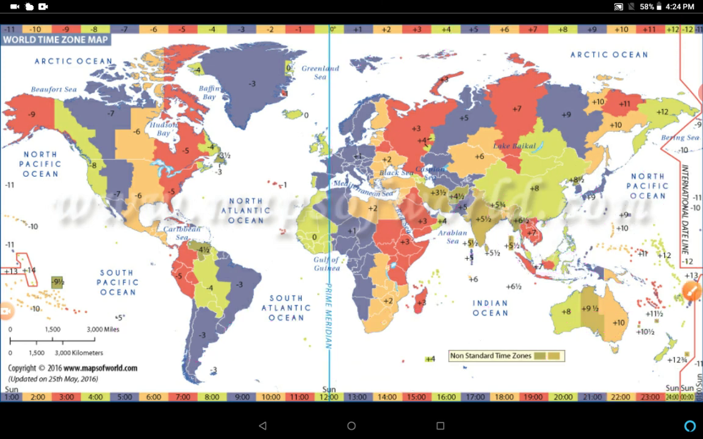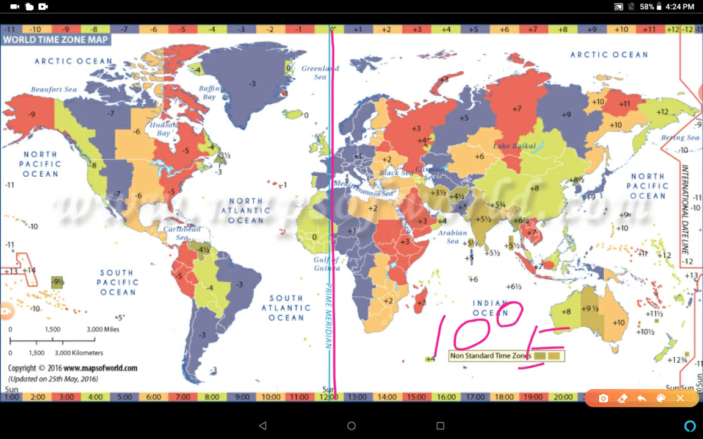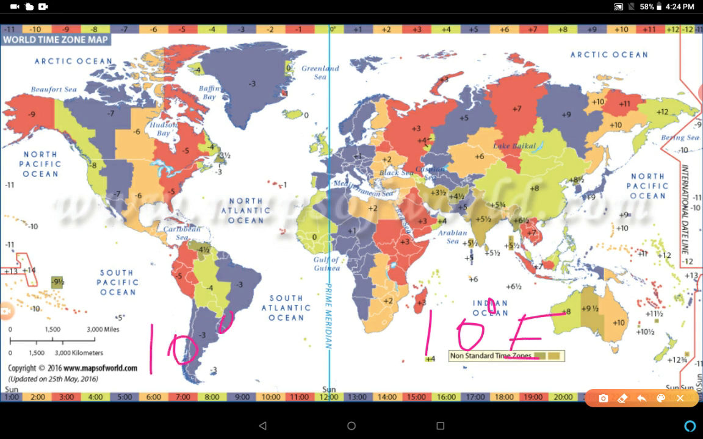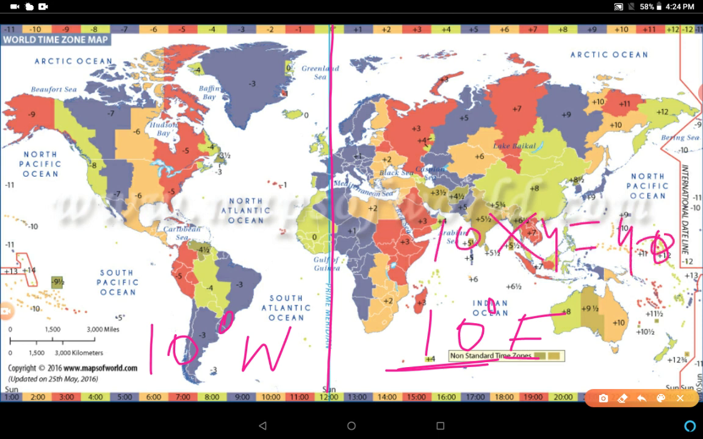For example, take one more easy example. This is 0 degree prime meridian. If we count the time, what time will be there in the country situated at 10 degree east and 10 degree west? Now we'll count the time. Very easy. The place situated at 10 degree east will be multiplied by 4. It is 40 minutes, because to cross 10 degree it will take 40 minutes.